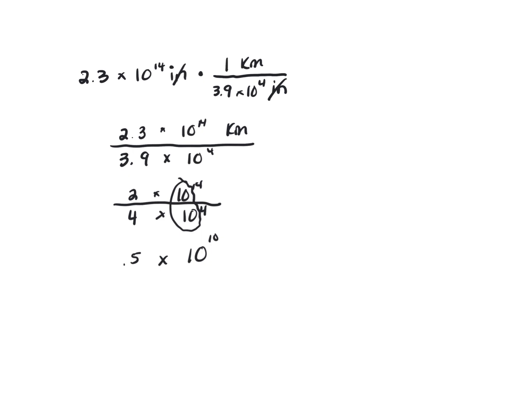But if I look at my answers, they have one number to the left of the decimal point. So I need to take one of these 10s away. 10 times 10 to the 9th would give me 10 to the 10th. So let's multiply this 10 times 0.5, and I get 5 times 10 to the 9th. And that's going to be answer B.